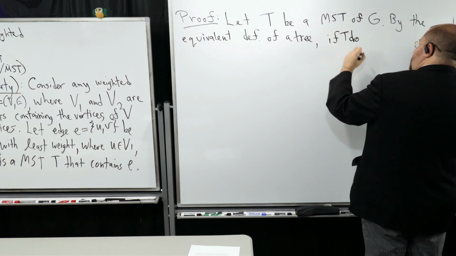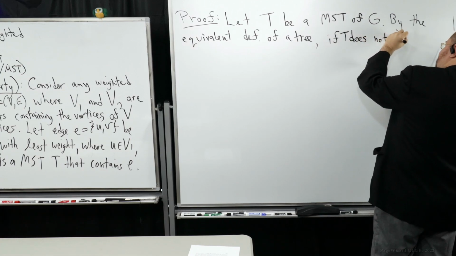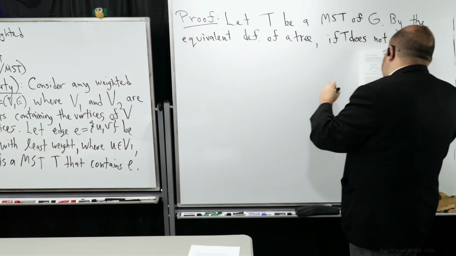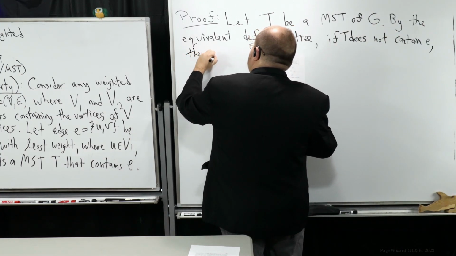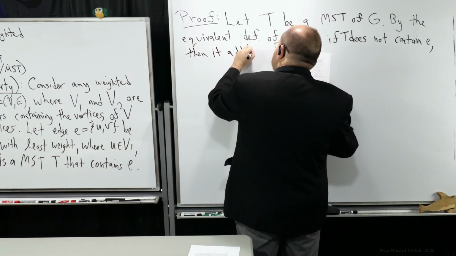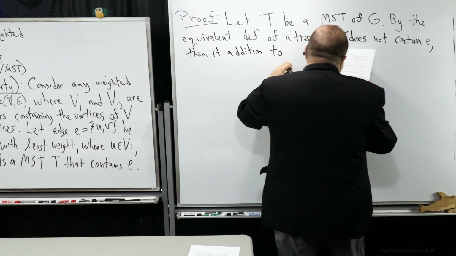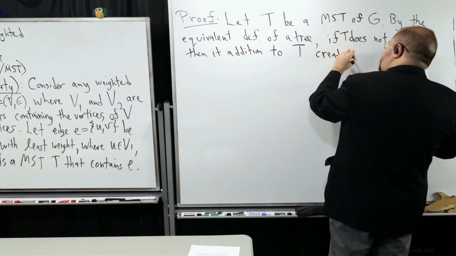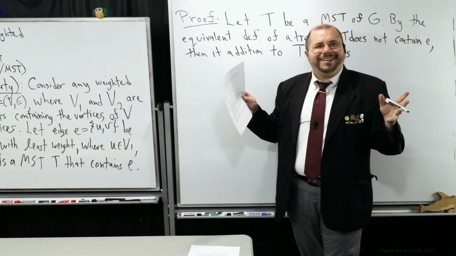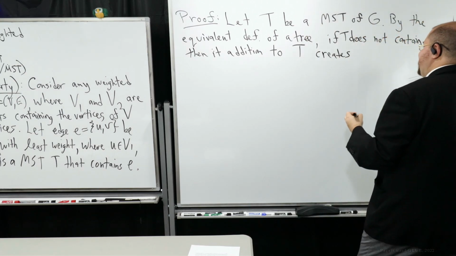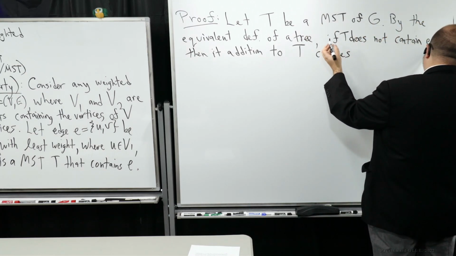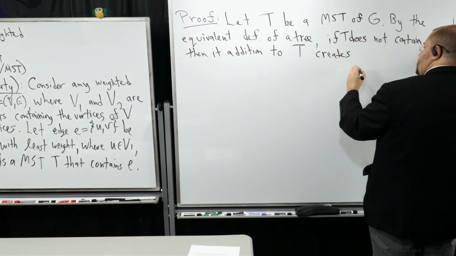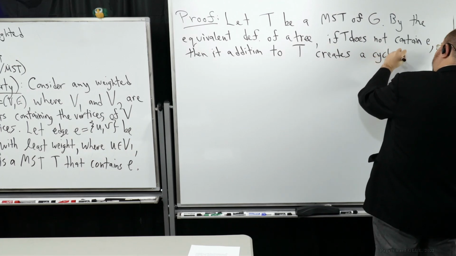if T does not contain E, then its addition to T creates what? What does it create? It creates a cycle, right? We've added one new edge into a tree. It's connected, so we're going to add in one more edge. It's going to create at least one cycle. Creates a cycle C. So now we have a cycle.